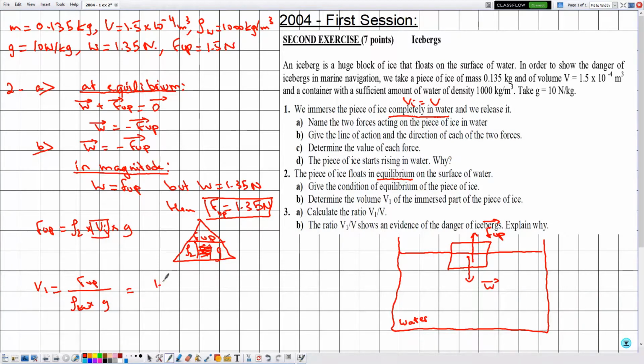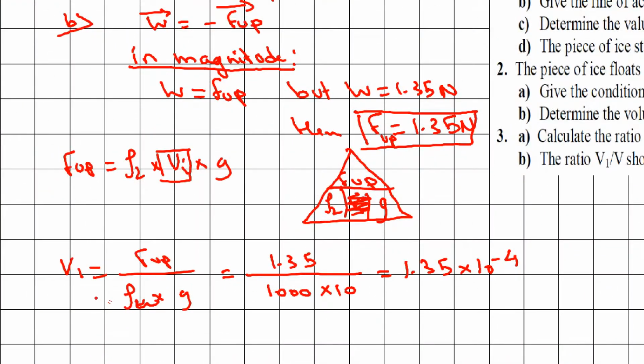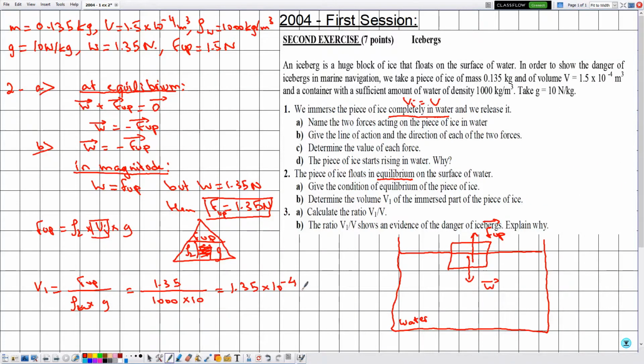So F of thrust 1.35 divided by 1000 times G, which is 10. Plugging this fraction on the calculator, the volume of the immersed part is given by 1.35 times 10 to the power minus 4. Since everything is expressed in the SI, the volume V1 will be expressed in the SI, which is meter cube. So V1, which represents the volume of the immersed part, is equal to 1.35 times 10 to the power minus 4 meter cube.